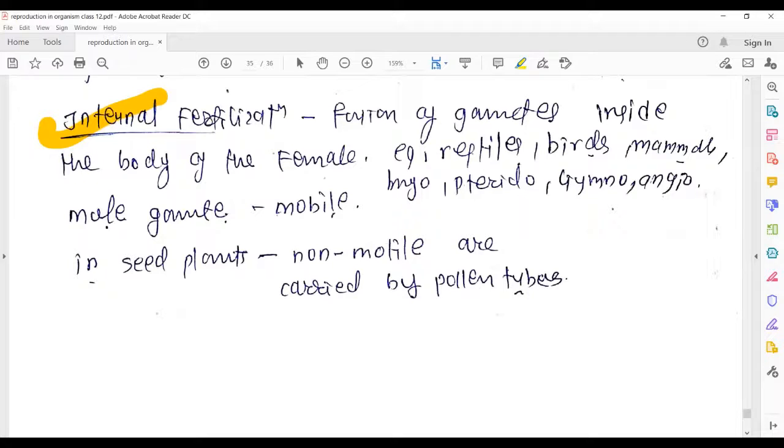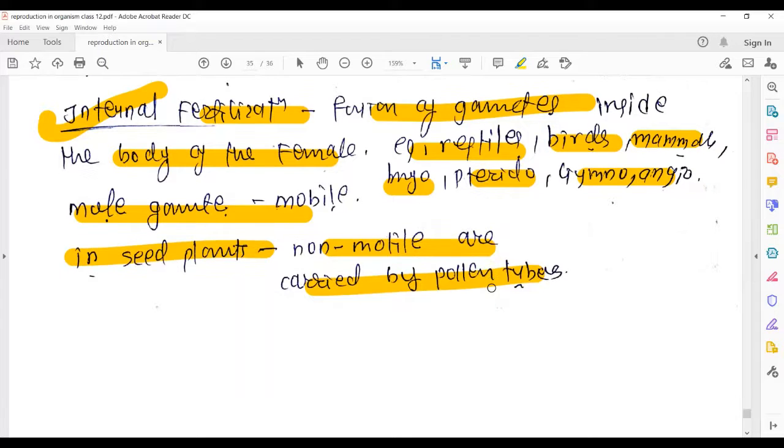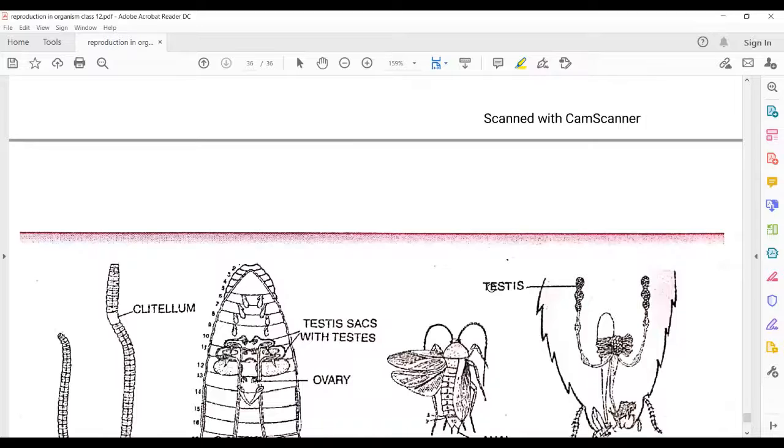Let's talk about internal fertilization, that is, fusion of the gametes inside the body of the female. Examples: reptiles, birds, mammals. Then bryophytes, pteridophytes, gymnosperms and angiosperms are also examples. The male gamete is always motile, that is, mobile male gametes, the sperms. In seed plants, non-motile gametes are carried by the pollen tubes. Because the gametes are non-motile, they are carried with the pollen tubes. This is the thing which you should understand.